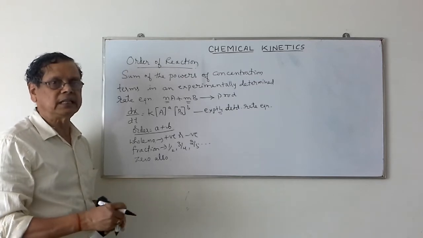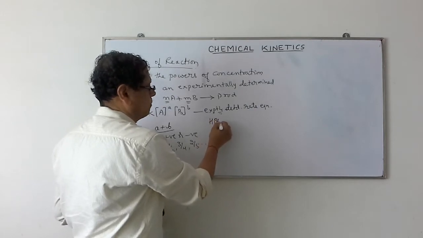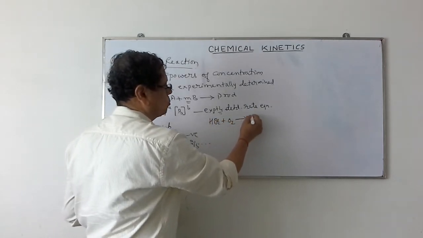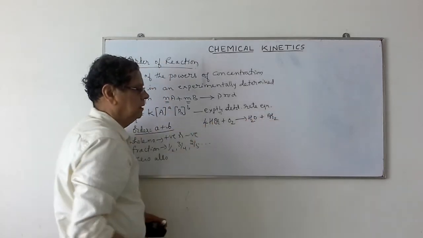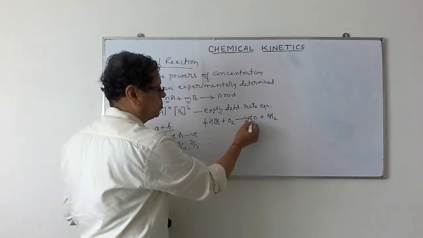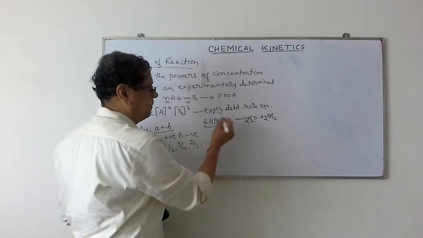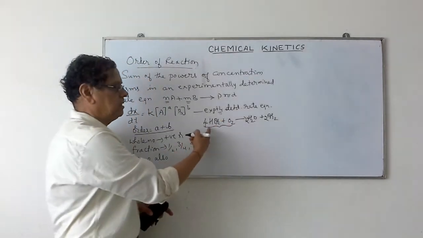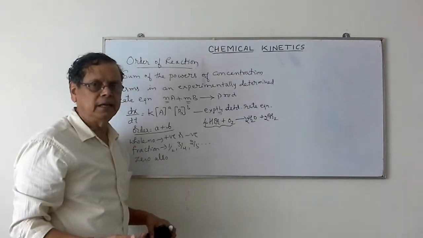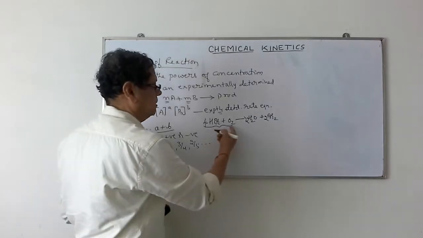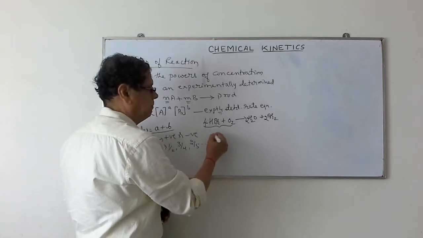Now let us reconsider the example we have seen in the previous video. HBr plus O2 giving rise to H2O plus Br2. As I explained here, it is 4HBr plus O2 giving rise to 2H2O plus 2Br2. But since the overall molecularity in the balanced equation is 5, such reactions are less possible. They take place in various steps. Such a series of steps written for every change is called the mechanism.